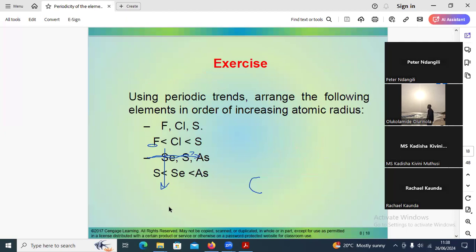Okay. So in a similar argument, you can use periodic trends to arrange these elements in order of increasing atomic radius. And you find that you have fluorine, chlorine, and sulfur in that particular order. Then when you are given selenium, sulfur, and arsenic, you're going to get this order. The argument is exactly the same as that we have argued for the previous case.